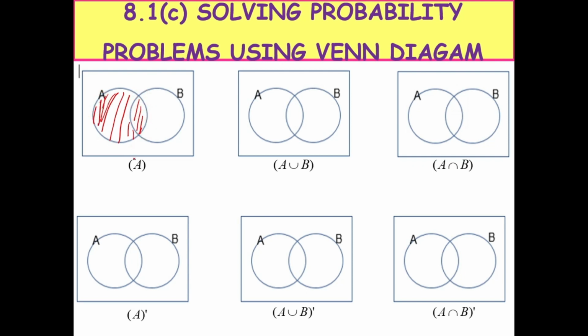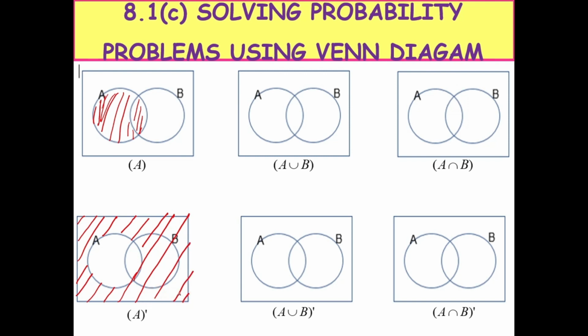Now, if you look below, you have to shade A prime, which is A complement. What A complement is, it is the opposite of A. So if you look at both of these, you will look at the opposite. It's going to look like everything except A.